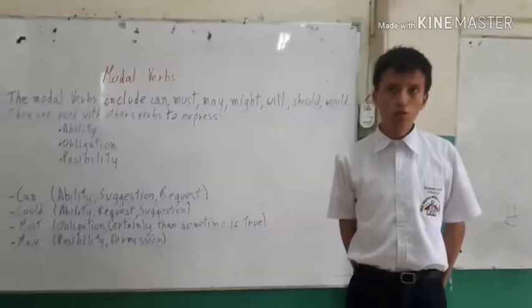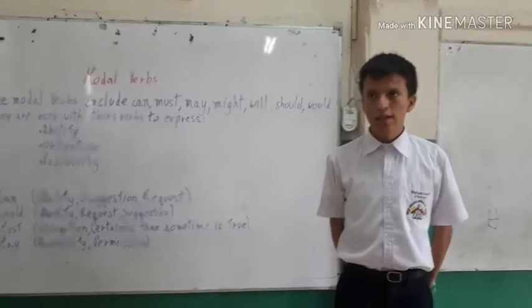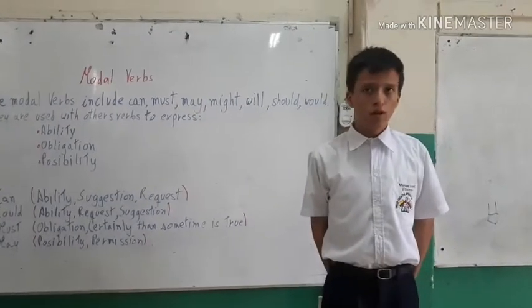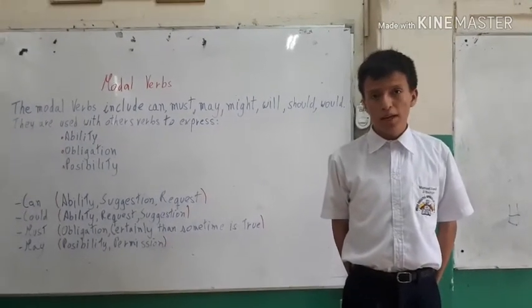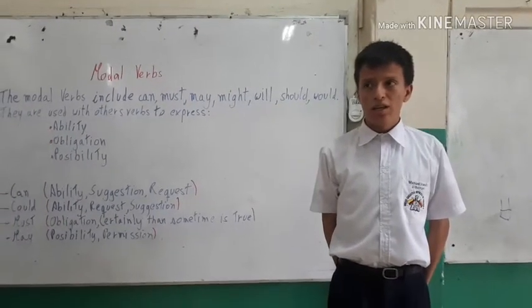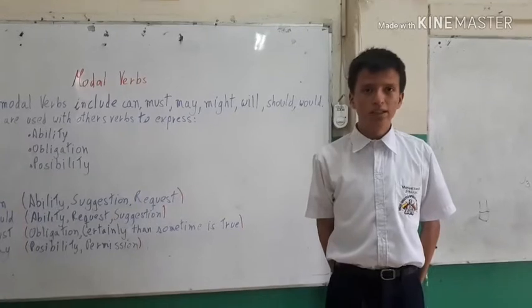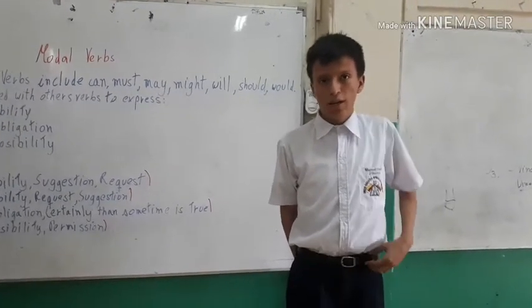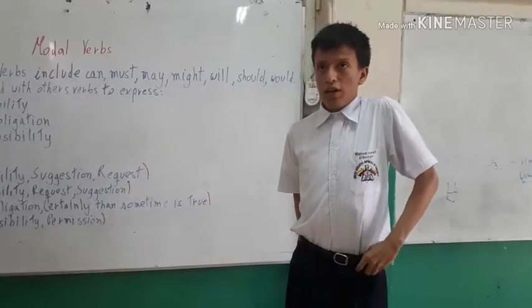Talk about the use of modal verbs. The modal verbs include can, must, will, might, may, would, and should. They are used with other verbs to express ability, permission, possibility, and so on. Use for can.